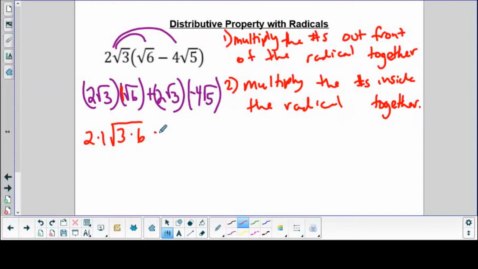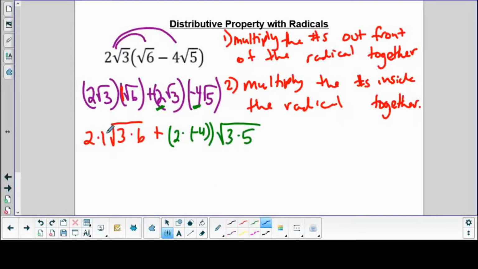Bring down your plus sign. Same thing here: multiply the numbers out front. This time the numbers out front are 2 and negative 4, so we'll do 2 times negative 4. Then put your square root sign, and multiply the numbers inside, 3 and 5. 3 times 5.